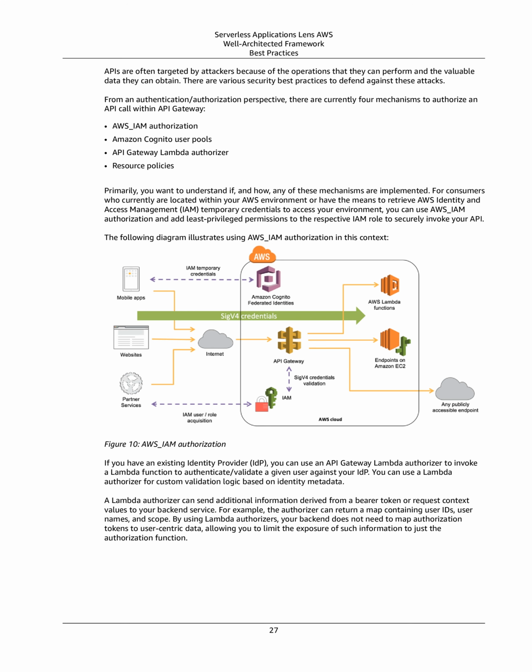If you have an existing identity provider, IDP, you can use an API Gateway Lambda authorizer to invoke a Lambda function to authenticate/validate a given user against your IDP. You can use a Lambda authorizer for custom validation logic based on identity metadata. A Lambda authorizer can send additional information derived from a bearer token or request context values to your backend service. For example, the authorizer can return a map containing user IDs, usernames, and scope.